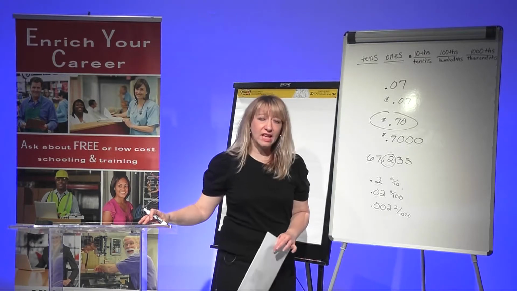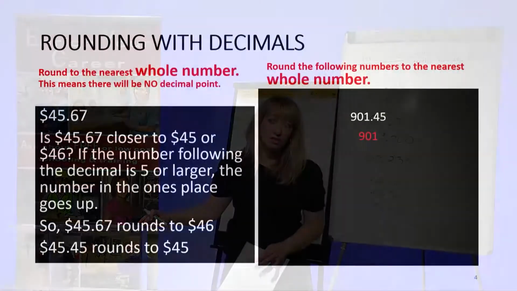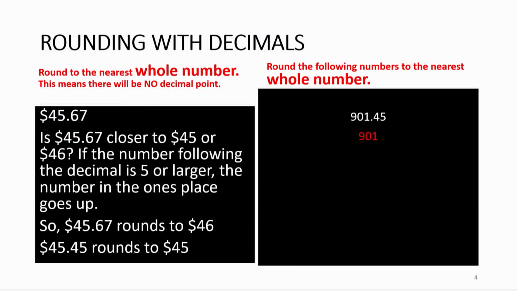So here on this slide, we're just practicing rounding to the next tenth, rounding to the next whole number. So this first one, we're rounding with decimals, we're rounding to the nearest whole number. So that means if you're rounding to the nearest whole number, there's no decimal point. So there's no decimal point, no numbers after that.